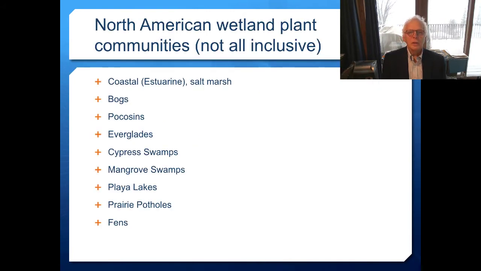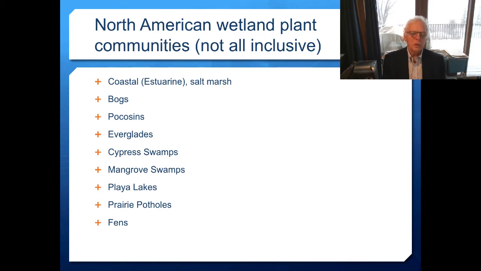In North America, there are several different kinds of wetland plant communities, and this doesn't include everything, but these are some of the major and important ones. What I'd like us to do is look at some pictures of these and talk about the different kinds of vegetation that are in these different kinds of wetland plant communities. And they are coastal salt marsh, sort of estuarine systems.